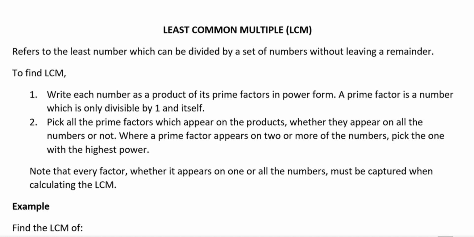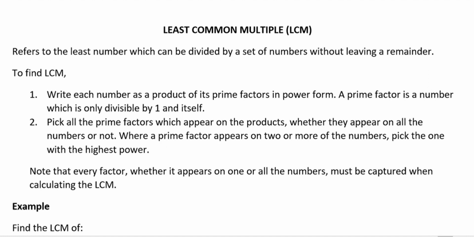Number one, we write each number as a product of its prime factors in power form. And I've reminded you that a prime factor is a number which can only be divided by 1 and itself. Then pick the prime factors which appear on the products, whether they appear on all the numbers or not.